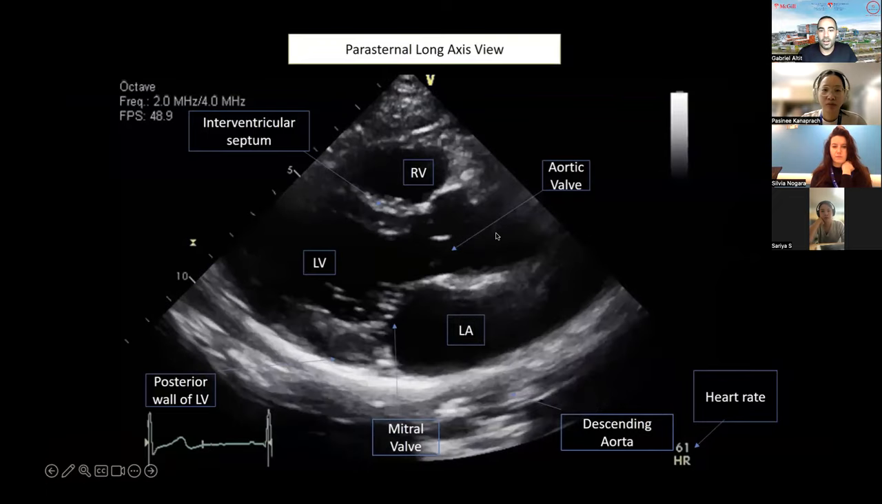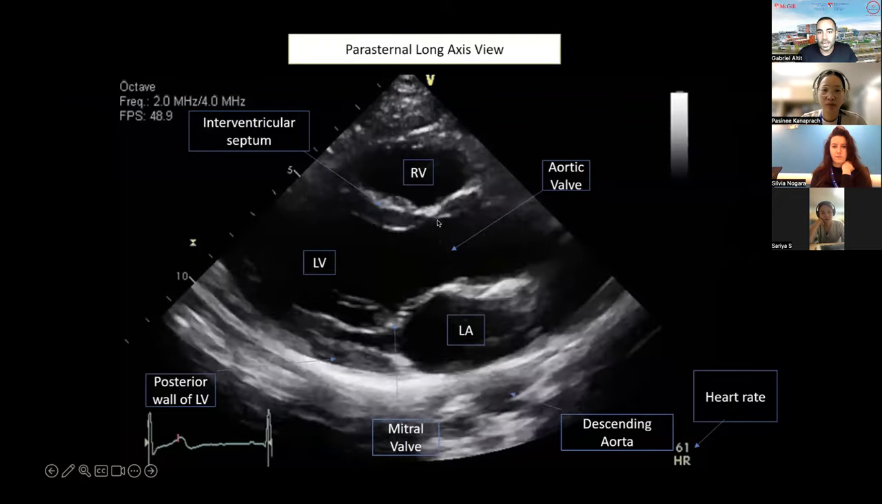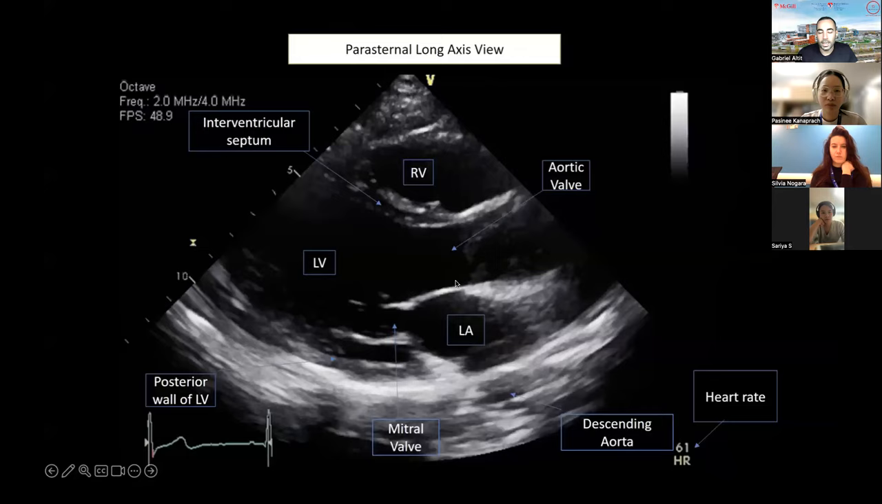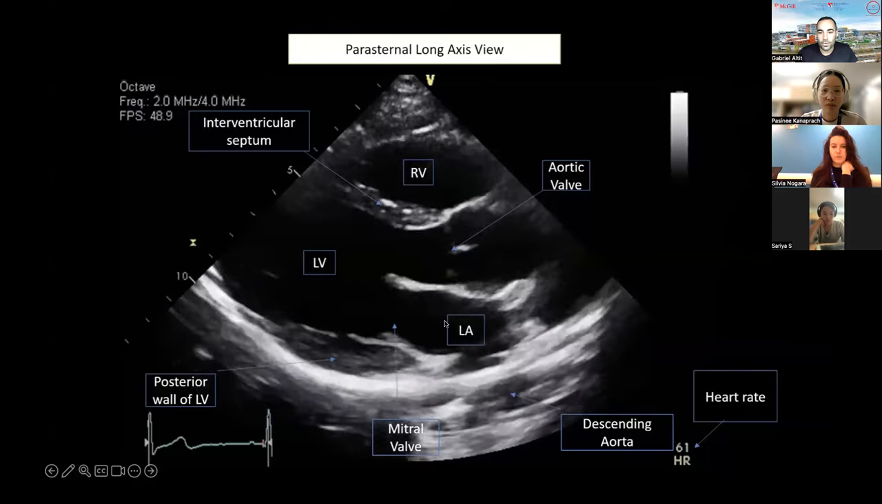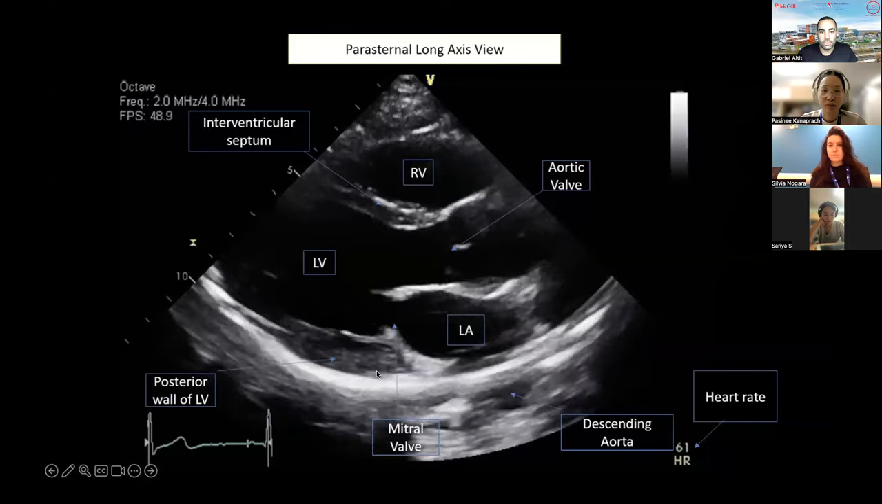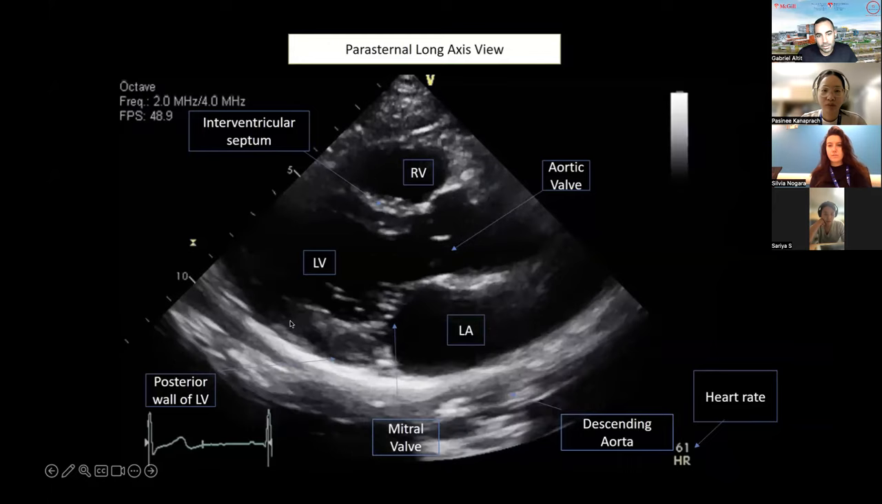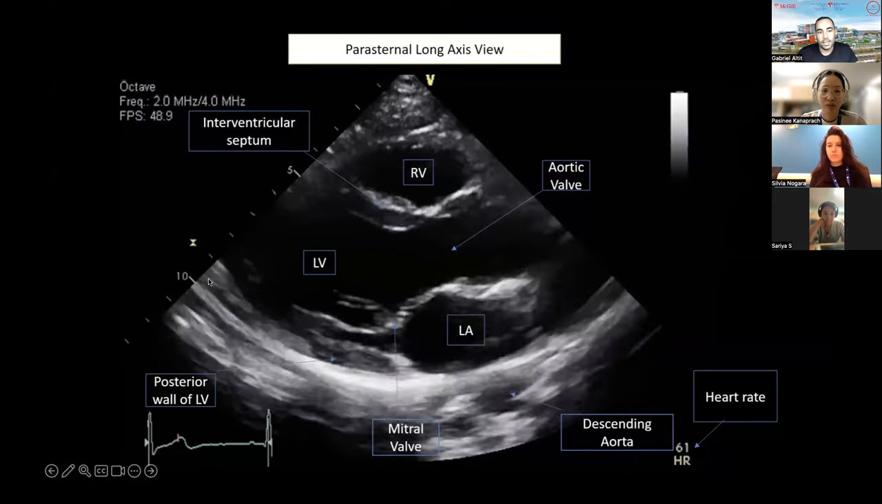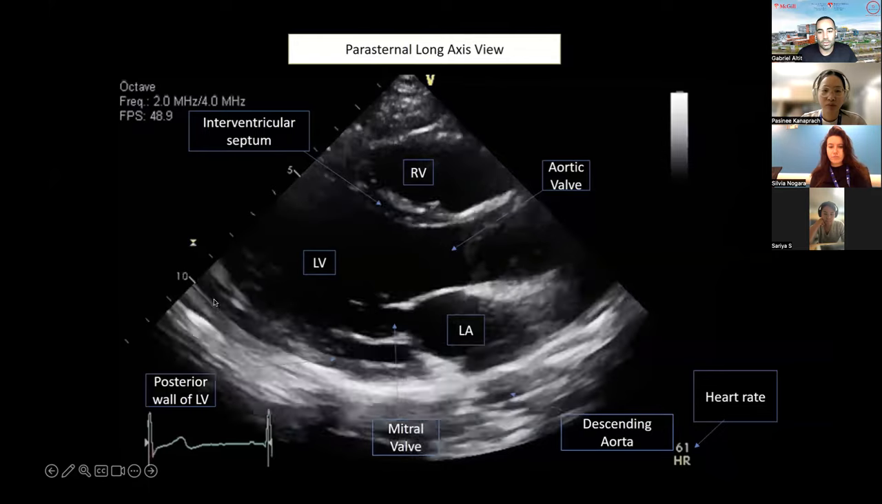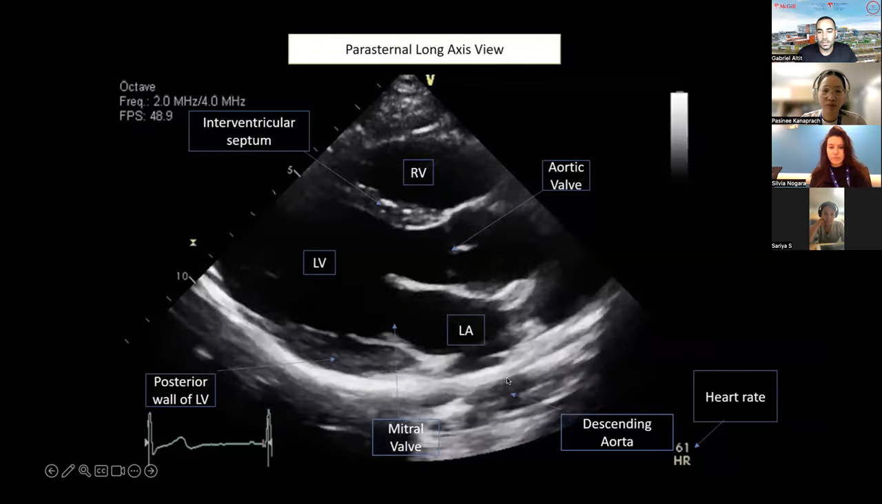We see the aortic valve open and close, and we can see that it has very thin leaflets. Under it, you have the left atrium. You have here the mitral valve, and you can see a bit of the papillary muscle here. And then here you have the posterior wall of the left ventricle. And then here we often see the descending aorta.